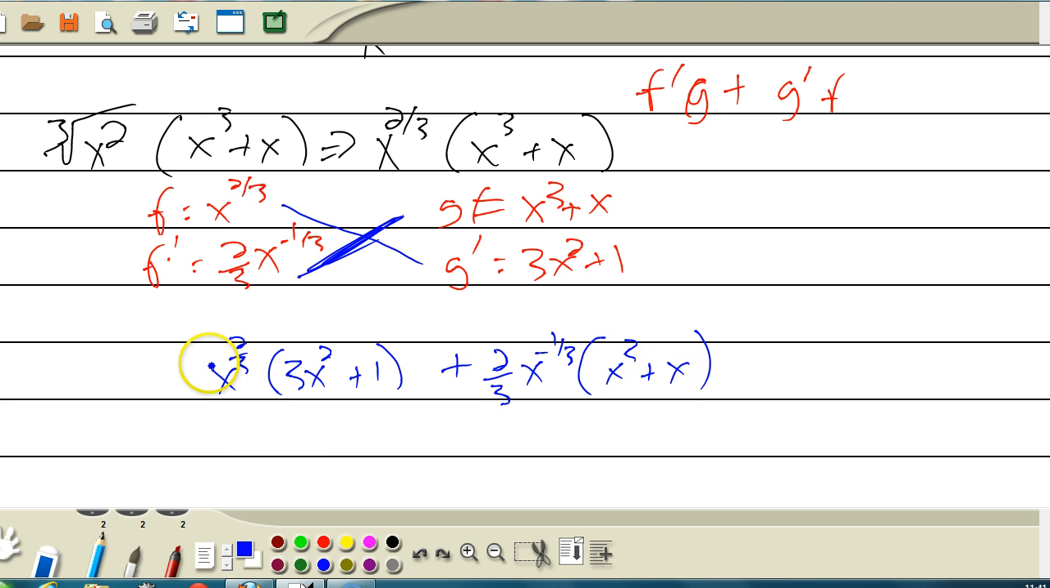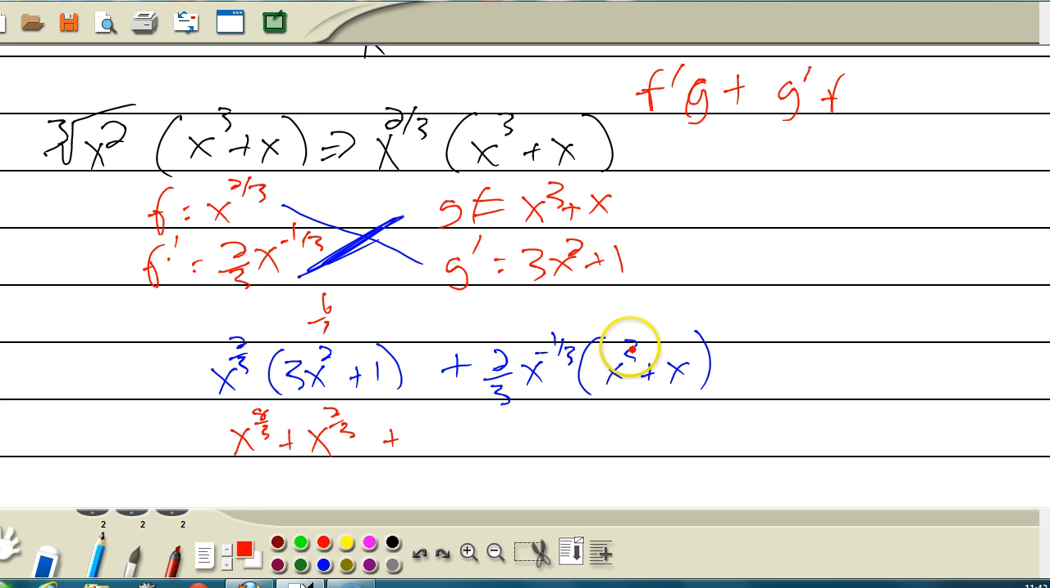Alright, so you're multiplying the bases, so you're going to add the exponents. So 2/3 plus 2, 2 becomes 6/3, so that's 8/3, so it's x to the 8/3 plus x to the 2/3.